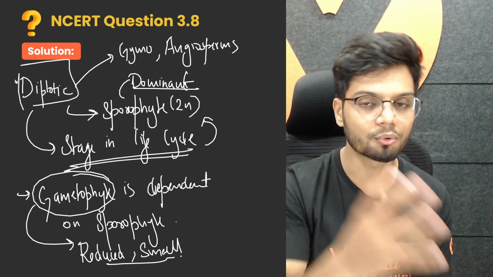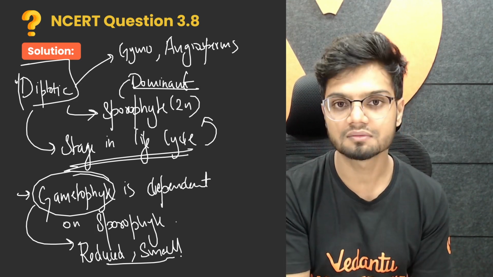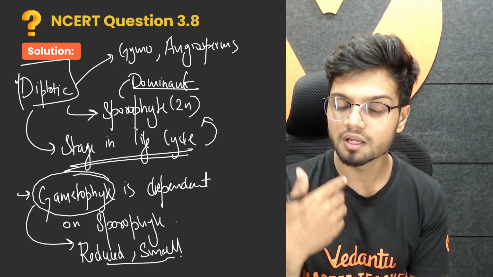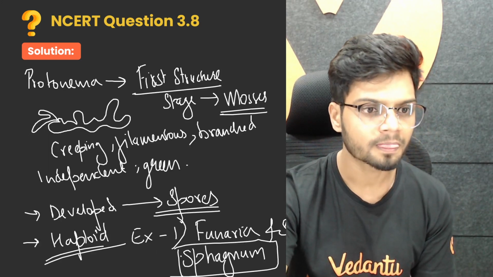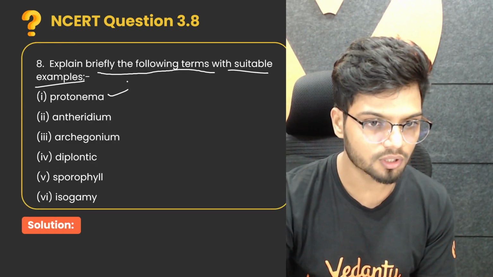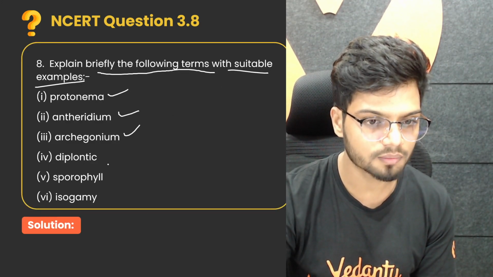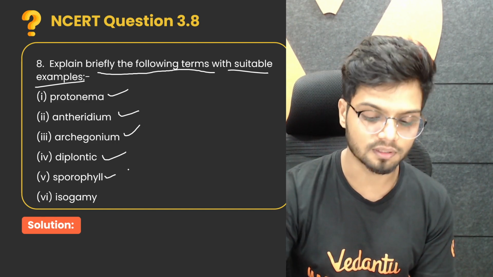Clear? That is your diplontic. Diplontic life cycle is seen in your gymnosperms and angiosperms. Sporophytic is the dominant phase, which is the 2N. Clear? Next, antheridium and archegonium are done, and the sporophyte. Next, sporophyll, very important.